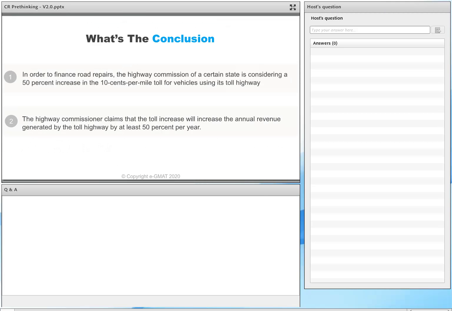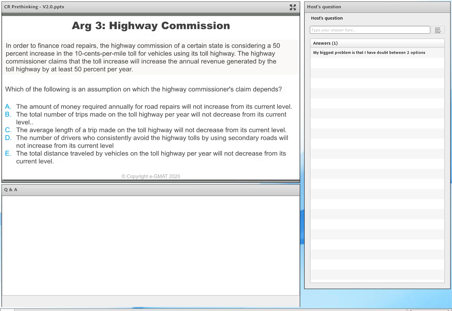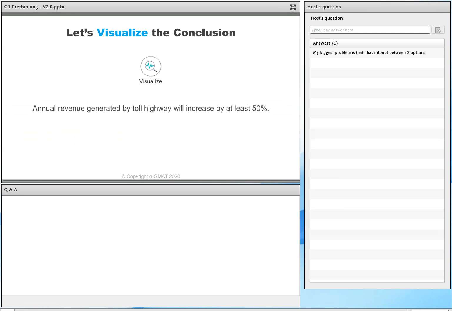Very simple argument. What's going on? We want to finance road repairs, and the Highway Commission is considering a really steep 50% increase in the toll, and the toll is currently at 10 cents per mile. What does the commissioner claim? He claims that the toll increase will increase the annual revenue by at least 50% this year. So if this happens, the annual revenue is going to go up by 50%. The question says, which of the following is an assumption on which his claim depends? All right, so that's your question here.